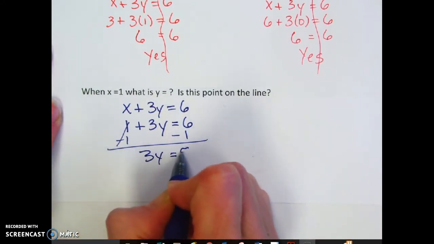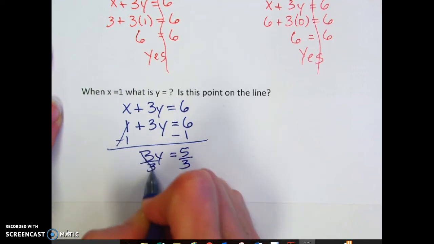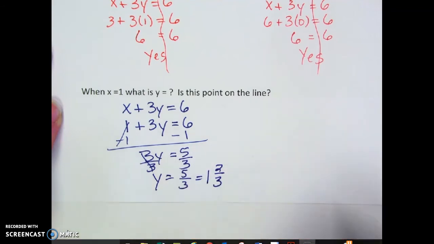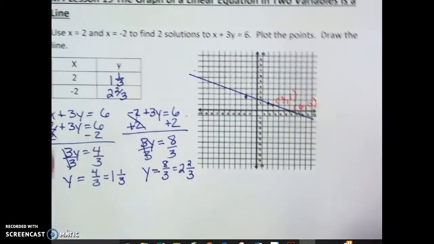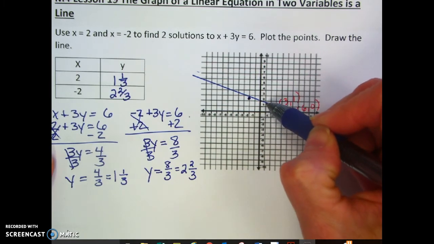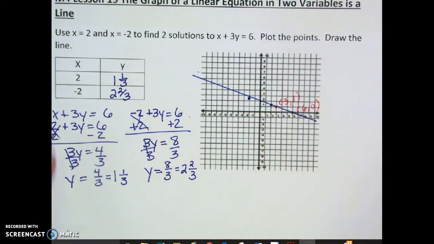3y equals 5. Divide by 3. It looks like we're getting 5/3 or 1 2/3. Which, looking back up here at the graph, that does appear to be about 1 2/3. So over 1, up 1 2/3 appears to be on the graph.